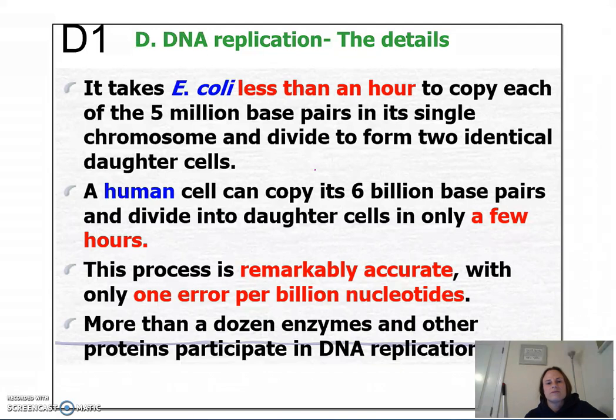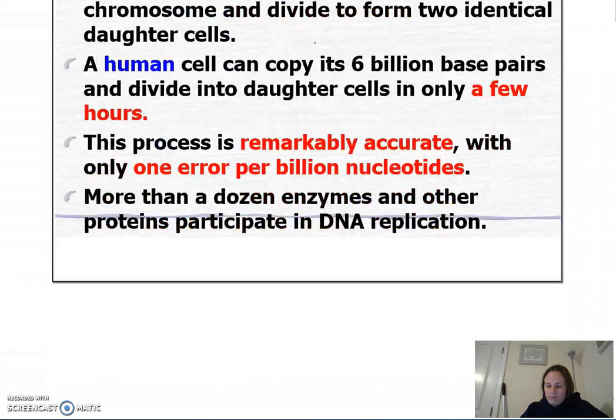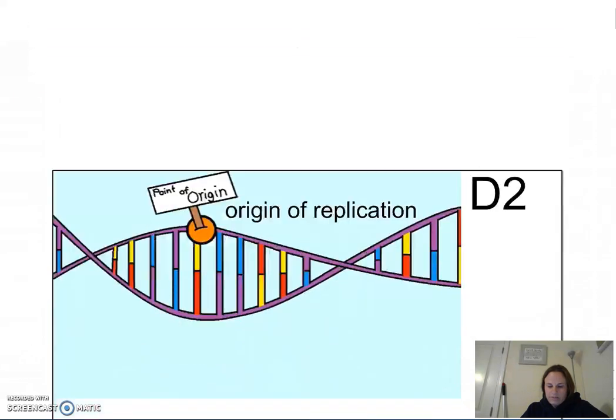Well, it depends if it's a prokaryote or a eukaryote. In prokaryotes like E. coli, it takes less than an hour to do DNA replication. In humans, an example of a eukaryote, it takes a few hours. Regardless, this process is remarkably accurate, where there's only one error per billion nucleotides.